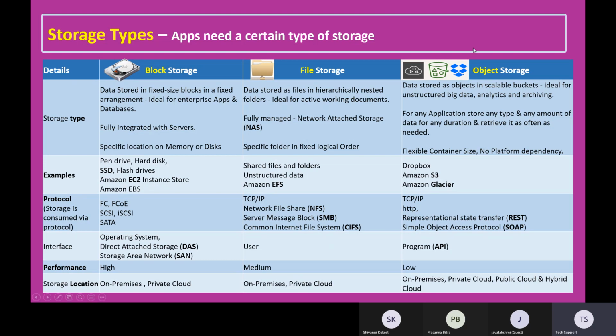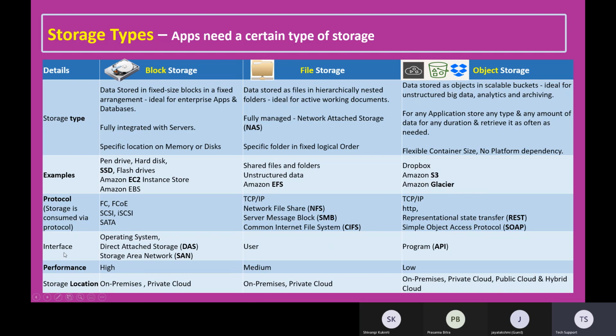So if you want to access public cloud object storage, we need to use a REST API or the SOAP protocol. SOAP means Simple Object Access Protocol. The name itself says object access. Object access means object storage accessing only.